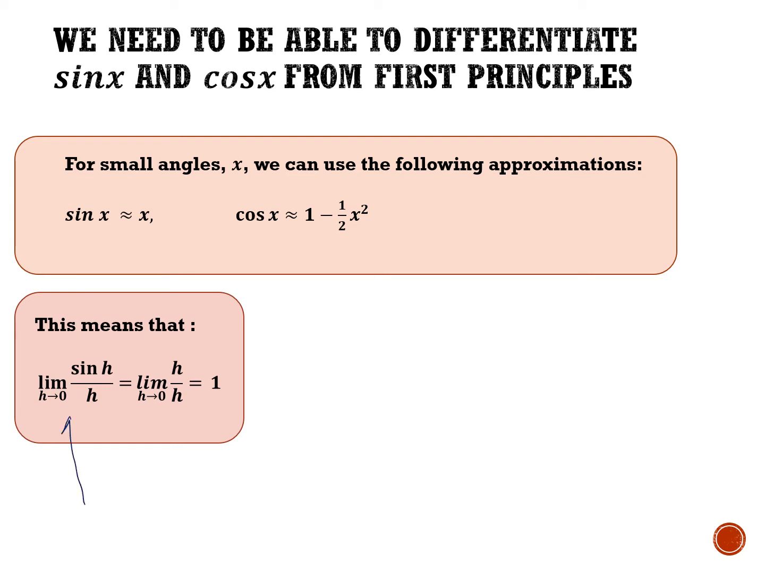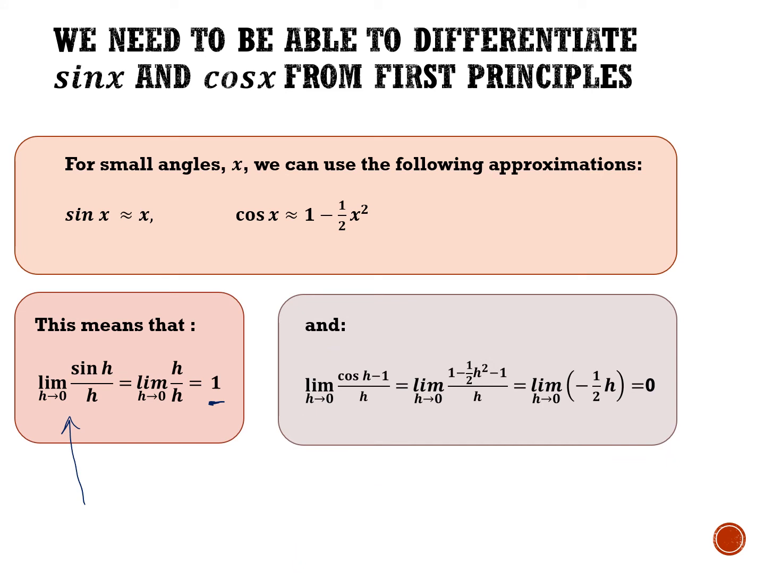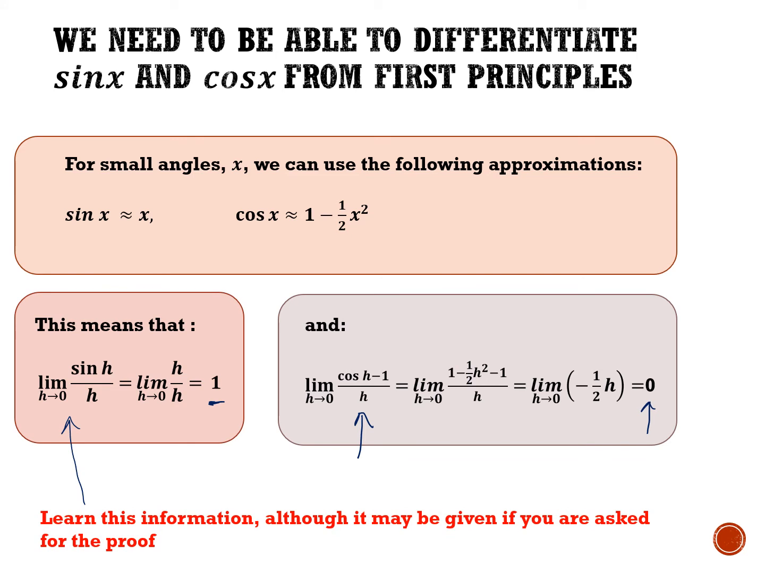Now, the reason we're going to make use of these is that if I do the limit as h tends to 0 of sin h over h, I get 1. And also, if I do the limit as h tends to 0 of this thing here, which you might wonder why I'm doing, we'll have a look in a minute, that is equal to 0. Now it says on here, learn this information. I have seen in exam questions that they've given you this information, but you should have it to hand just in case you need to make use of it.